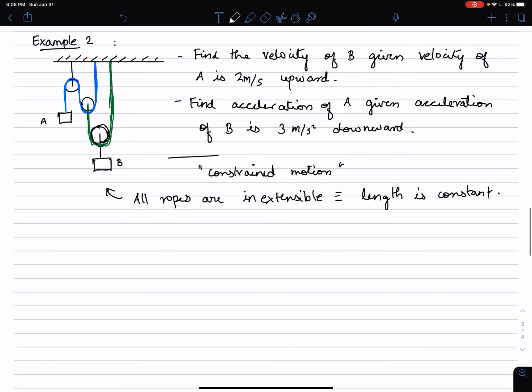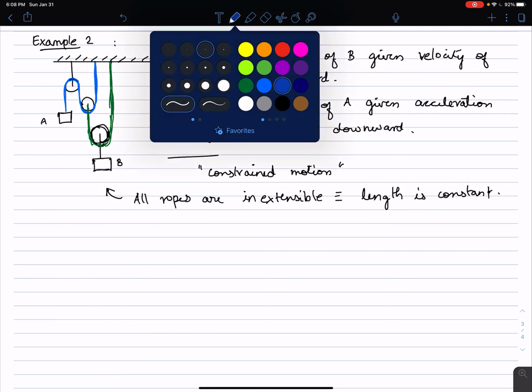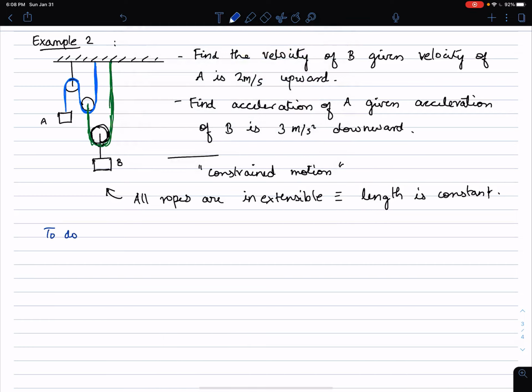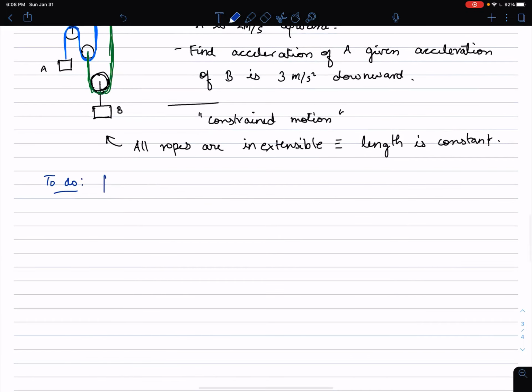So what we need to do, let's use a different color perhaps, is find relationships between VA and VB, and similarly AA and AB. Okay, velocities of A and B and accelerations of A and B.